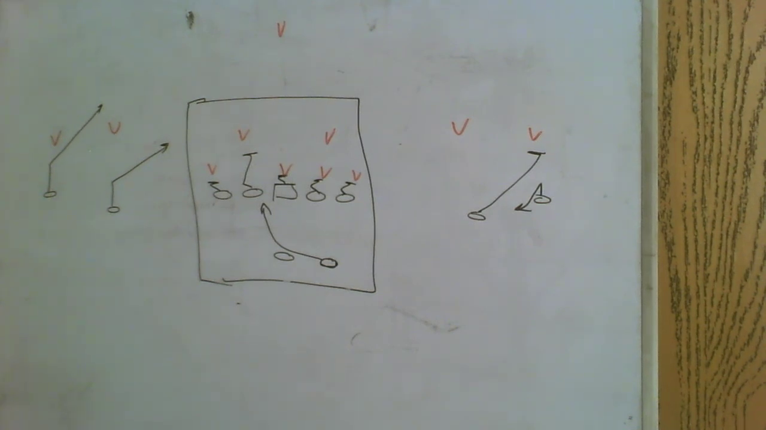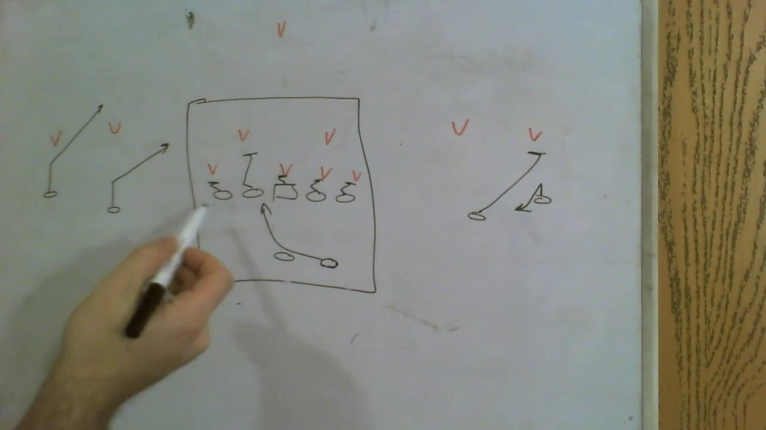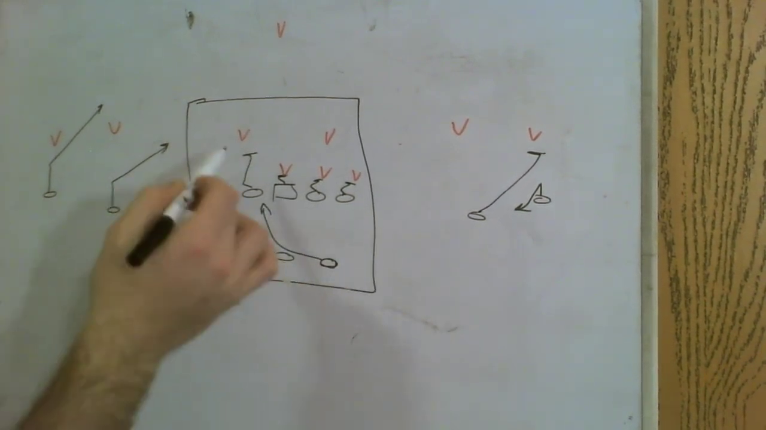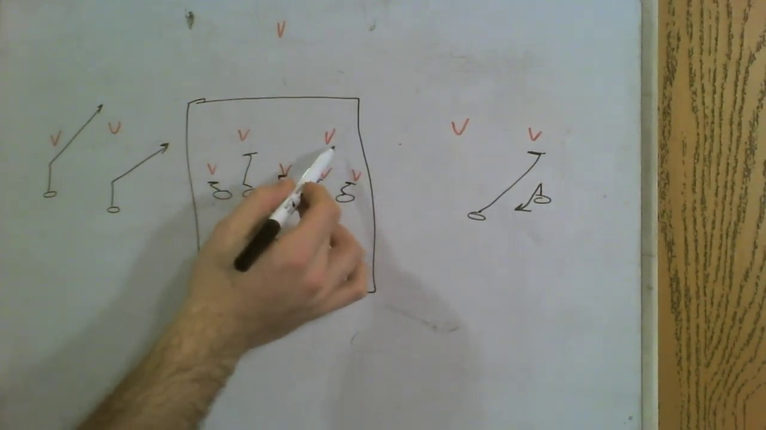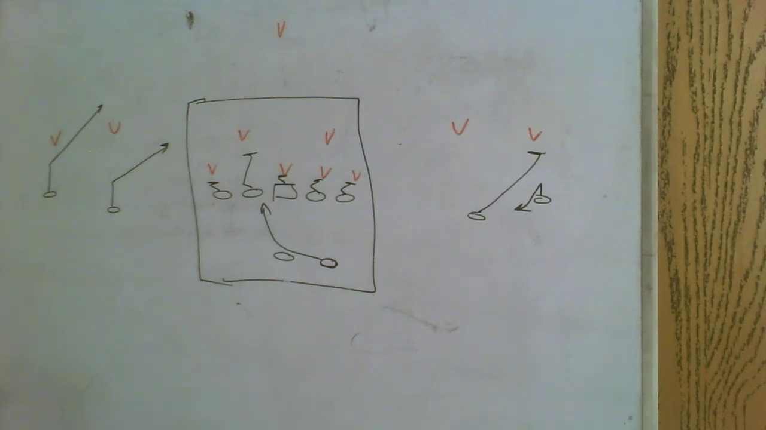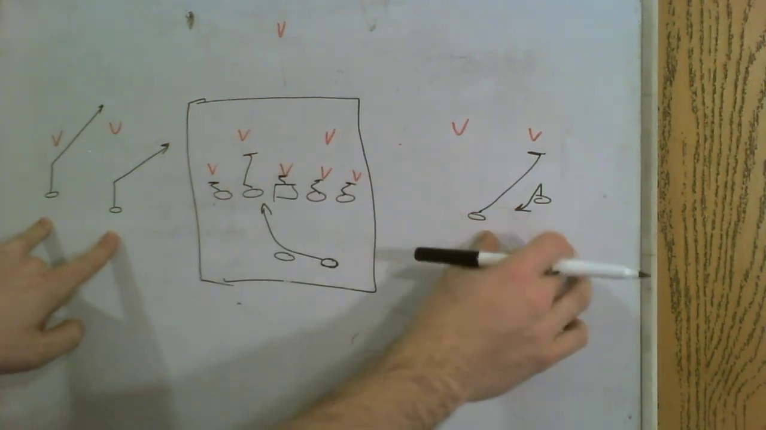All right, that old 4-2 look. So now let's say we want to run inside zone. 1, 2, 3, 4, 5 blockers. 1, 2, 3, 4, 5, 6 defenders. So now we have to do something here. We can't block him with these guys to run.